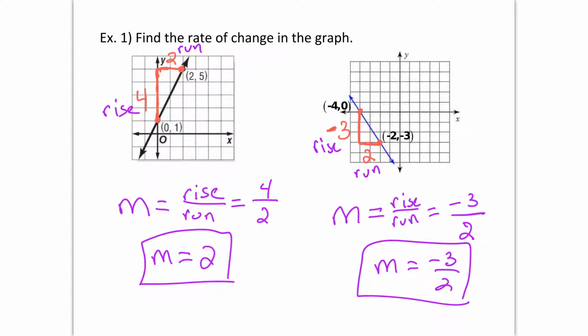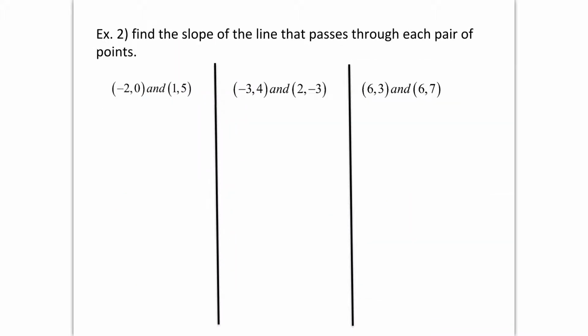Okay, so that's how you find the slope of a line from a graph. You have the picture, you have the line, so you just need to find out how many steps you go down, how many steps you go to the right, or maybe how many steps you go up and how many steps you go to the right. Now let's take out the graphs, and we are going to find the slope when you have points. So you guys can see the points here. I have 3 different examples, and we want to find the slope of the line that passes through each pair of points.